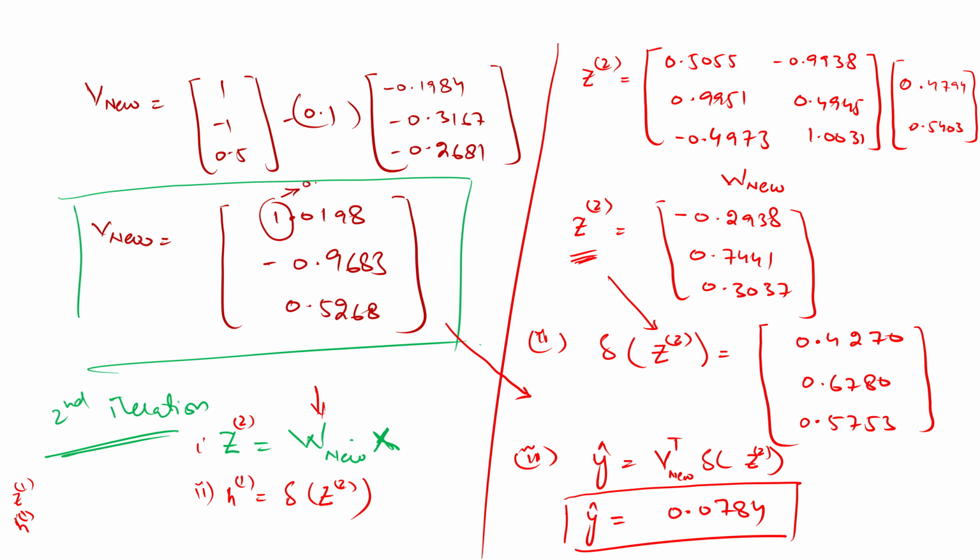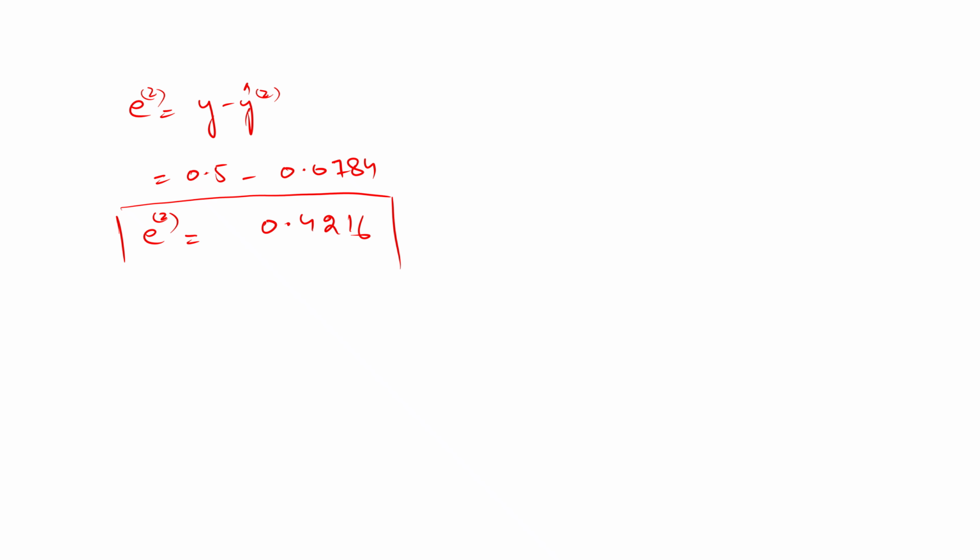Now we are only doing the second iteration. So after that, we have to find the value of error. So error is y minus y hat. This is 0.5 minus, so the new value of y hat will be second iteration. So this will be 0.0784. So E is equal to 0.4216. This is for the second iteration. I just forgot this notation, but I think you can understand what I mean.